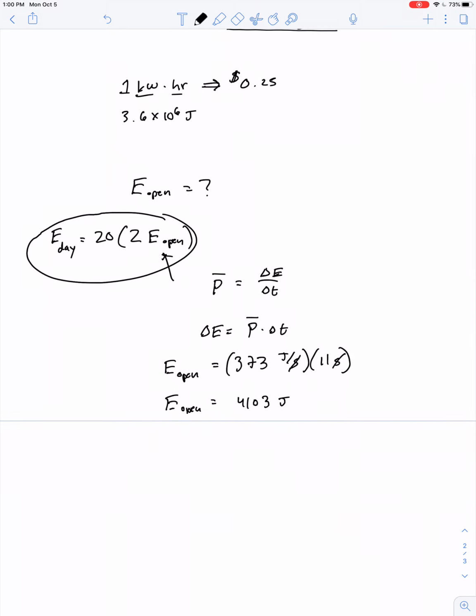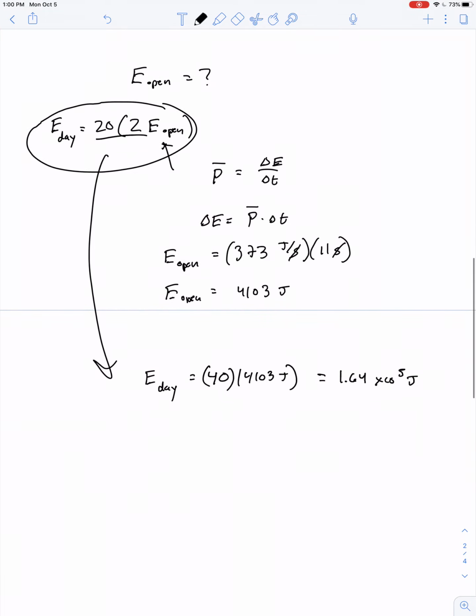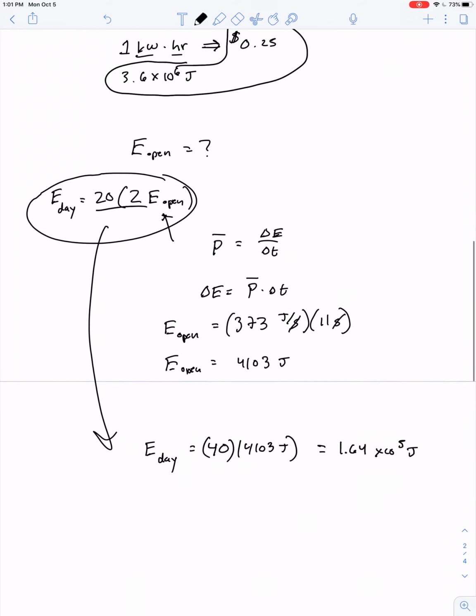So if we apply this formula, the energy for an entire day is 40 times that value, right? 20 times 2. And so that comes out to 1.64 times 10 to the 5th joules. And so in the end, we just need to convert this to a cost. Well, we have the conversion factor. 3.6 times 10 to the 6th joules would cost 25 cents.